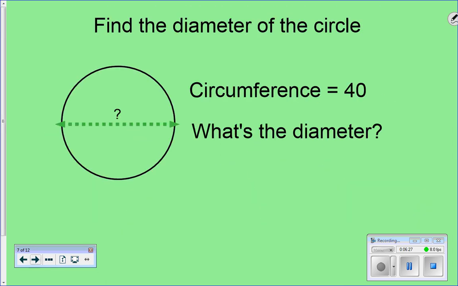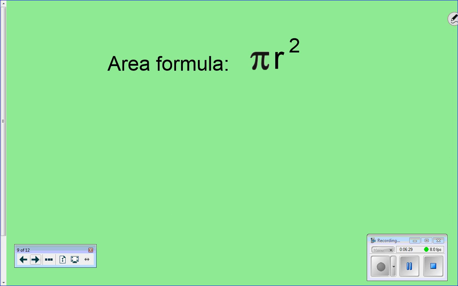All right, so what does this mean and what are we going to do with it? We're going to talk about area. An area formula is this, pi times radius squared. And if you want to, you can actually write it out like this, because many people, when they say radius squared, they think times 2. That's not what it means. Squared means radius times radius.